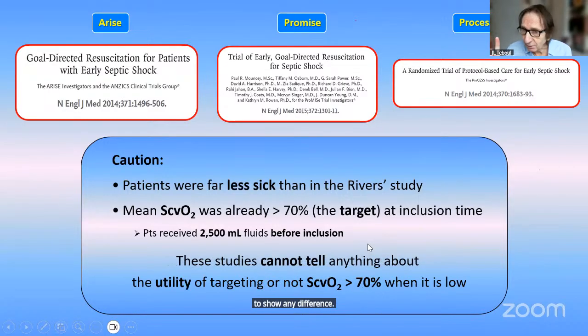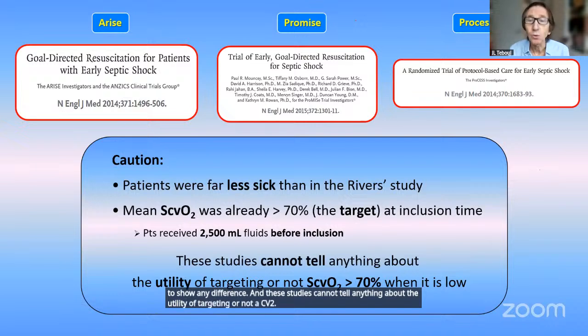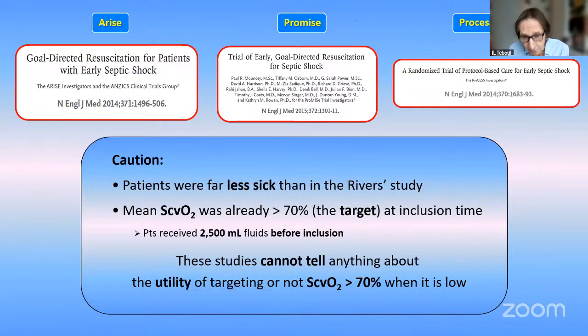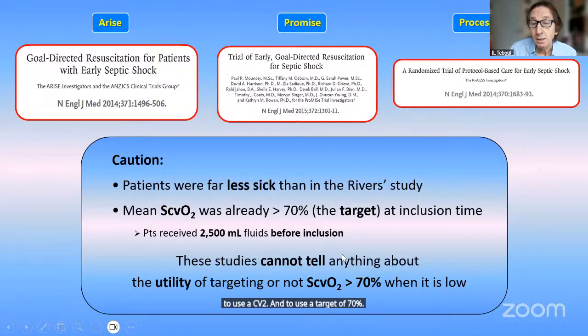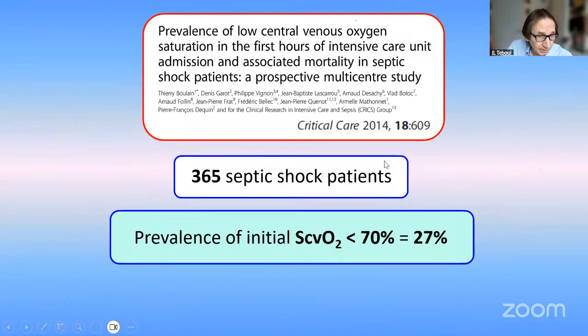And these studies cannot tell anything about the utility of targeting or not ScvO2 when ScvO2 is lower than 70%. In other words, if ScvO2 is 50%, probably, maybe, it is beneficial to use ScvO2 and to use a target of 70%. And this situation is not uncommon.